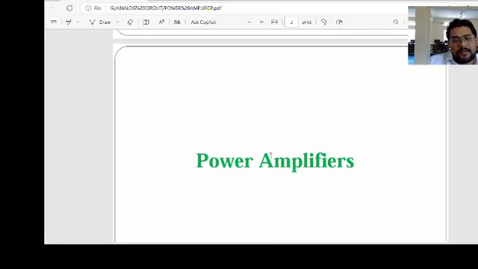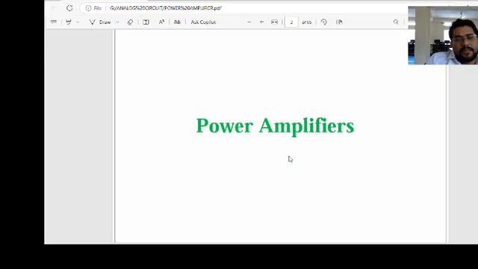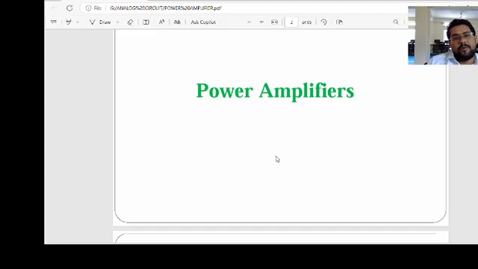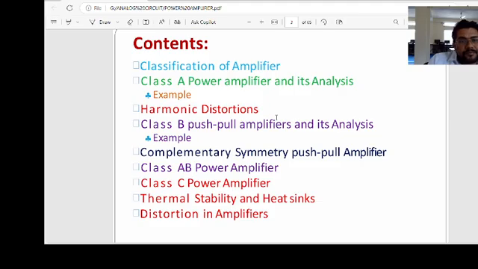Today we will discuss power electronics. The subject is analog circuits, and we are discussing module 5 of analog circuits: power amplifiers. So we will see the content of power amplifiers.